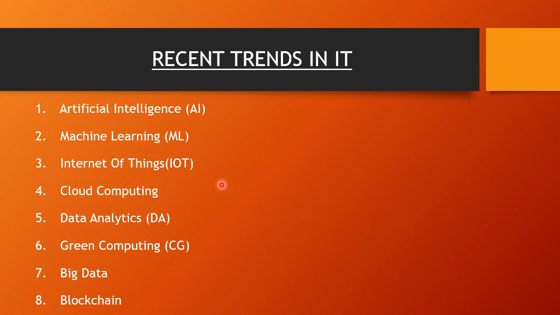Up to 12th you do not need to think about this for your career. But after 12th standard, depending on what you want to do and where you want to build your career, you can study all these things in detail. So you should only know the different trends in IT: artificial intelligence, machine learning, internet of things, cloud computing, data analytics, green computing, big data and blockchain.